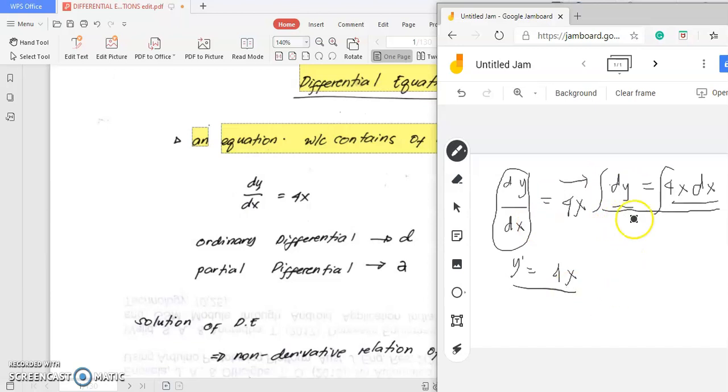So, meaning, your differential will end up with integration. So, don't forget your integral, you will go back to integration to get the correct answer. Okay. So, from here, we have separated them. The integral of your dy will have y equals 4x squared over 2 plus c. So, this is your general solution. So, that's how you do your differential equation, sir.